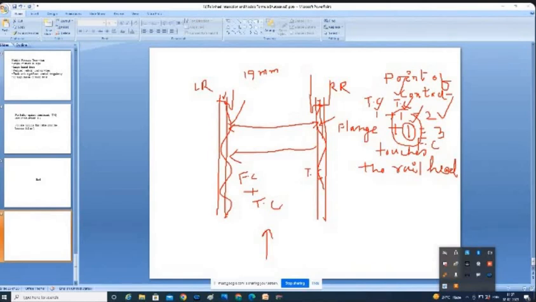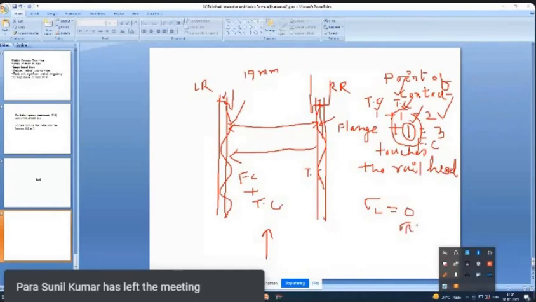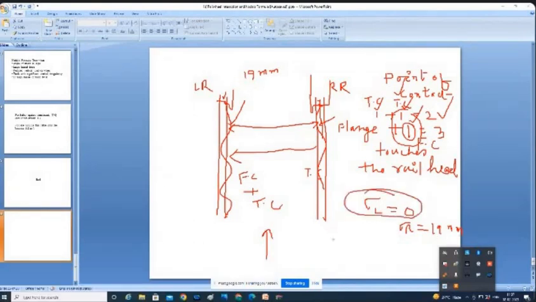Okay. So whenever play is 0 on any one side, say for example left side is 0, what is the play of the right side? It will be 19. So right side 19, left side 0. That implies that the left side will be having 1 tread contact and 1 flange contact. Right side only tread contact. That means totally 3 contacts if it is touching.